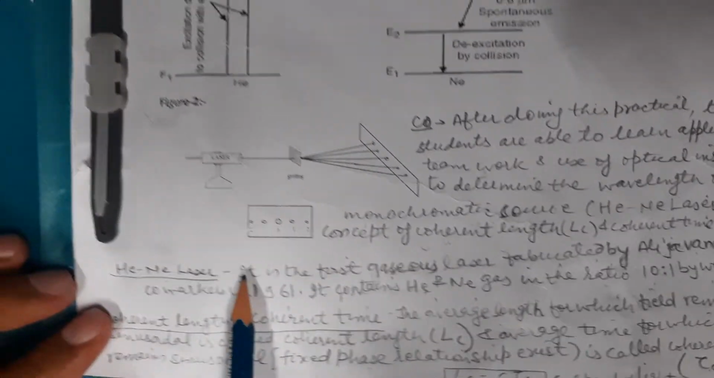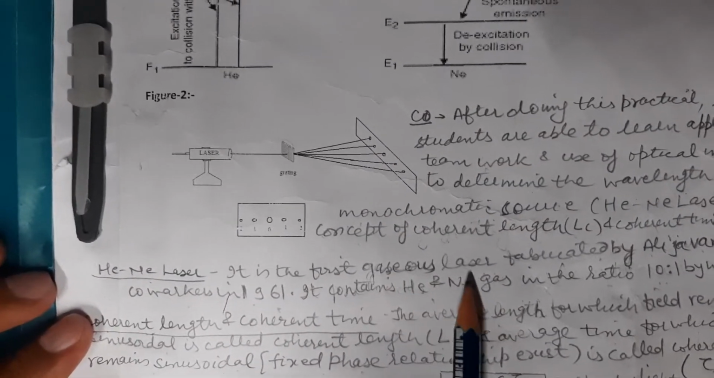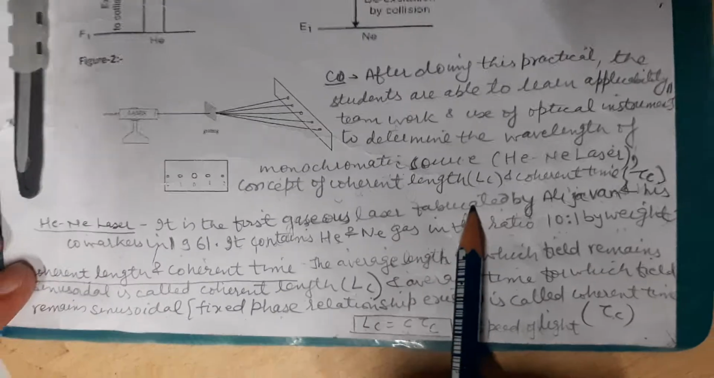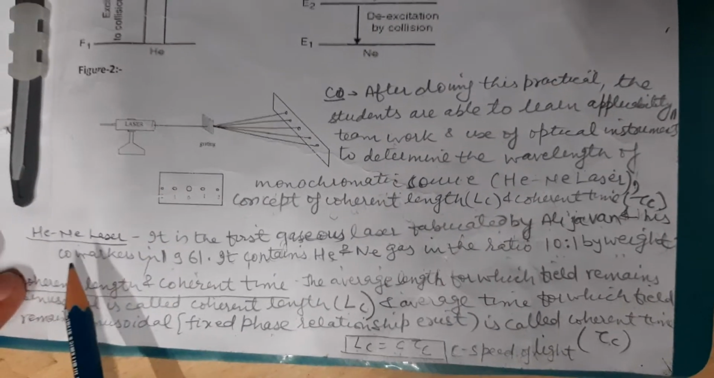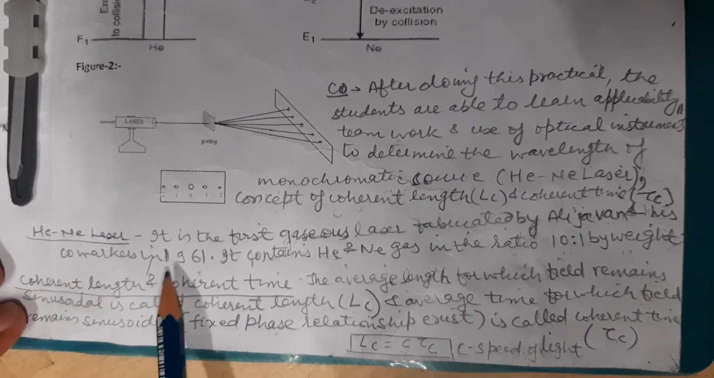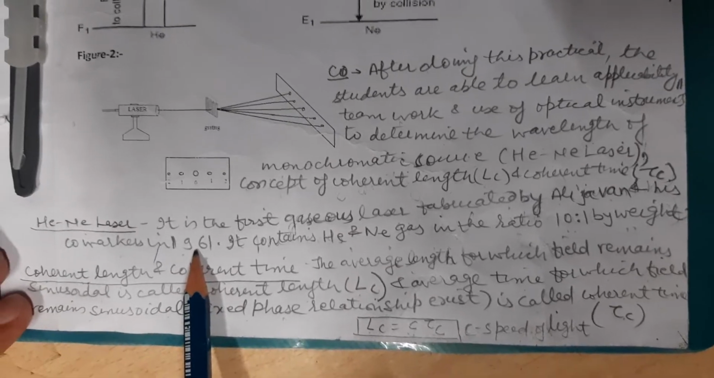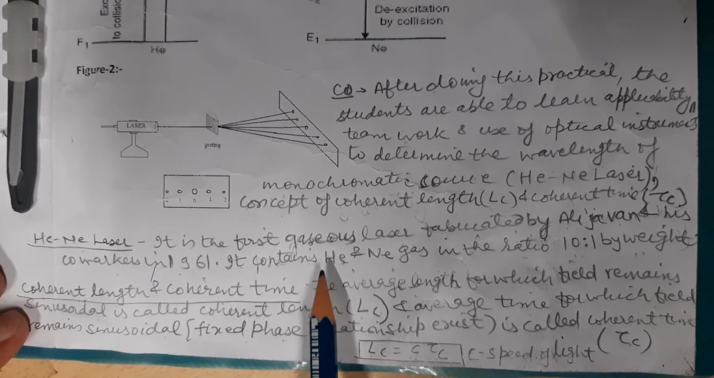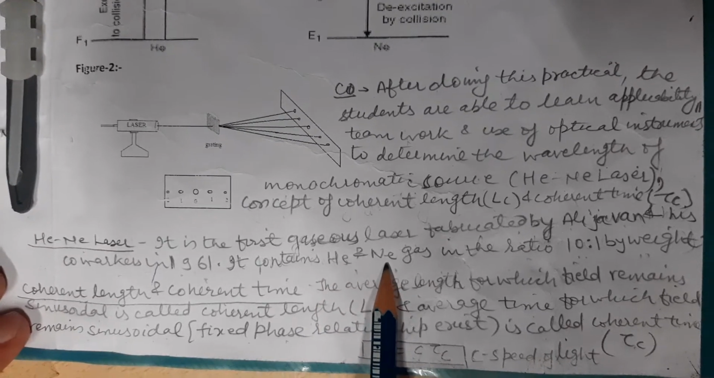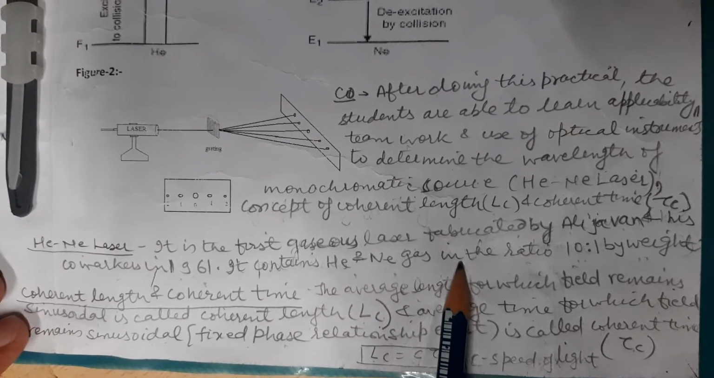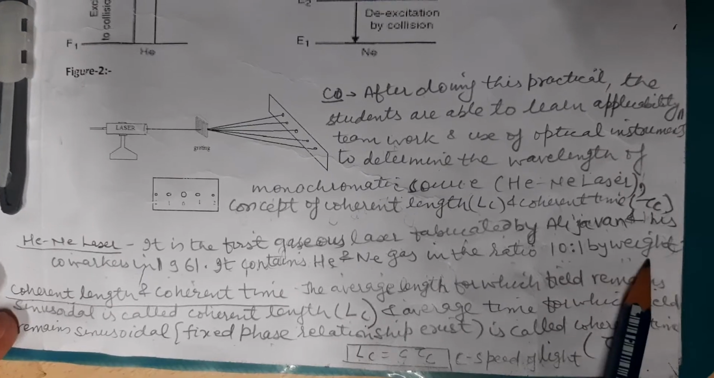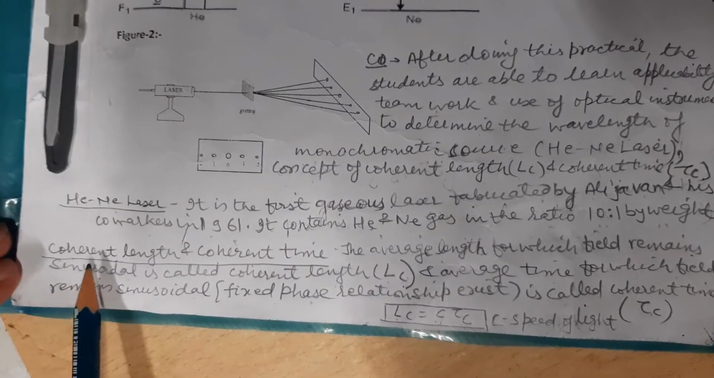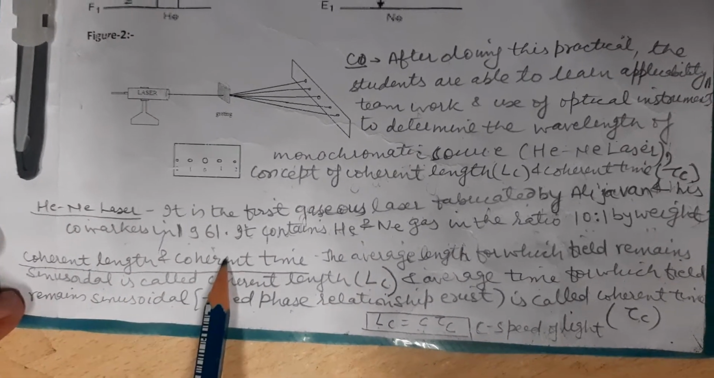It is the first gaseous laser fabricated by Ali Javan and his co-workers in 1961. It is used to produce a continuous laser beam and it contains the helium and neon gas in the ratio 10:1 by weight. Coherent length and coherent time.